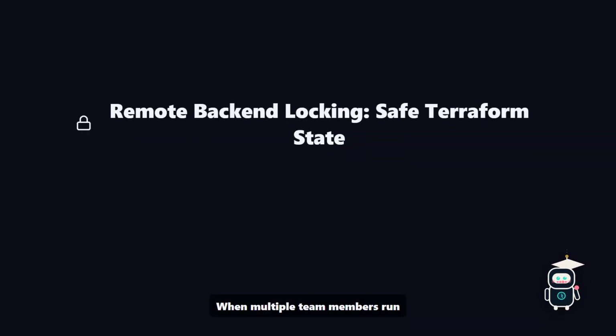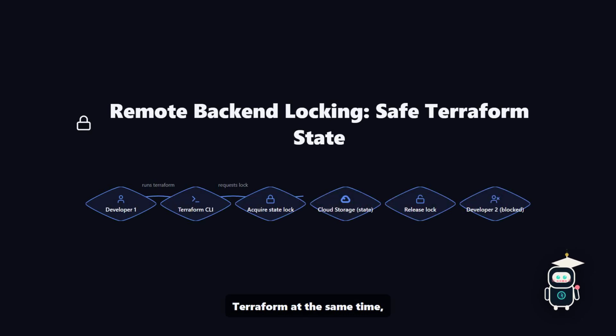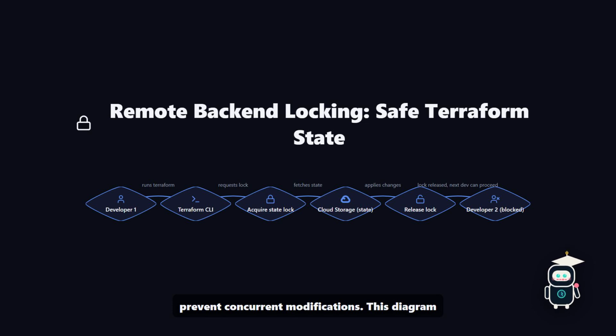When multiple team members run Terraform at the same time, the state file can get corrupted. The solution is a remote backend, like cloud storage, which serves as the single source of truth for your state and provides locking to prevent concurrent modifications. This diagram shows the flow. The CLI fetches the state, locks it, applies changes, and then releases the lock. You can also enable object versioning on the cloud storage bucket for an extra rollback safety net. The remote backend keeps your state safe and collaborative.